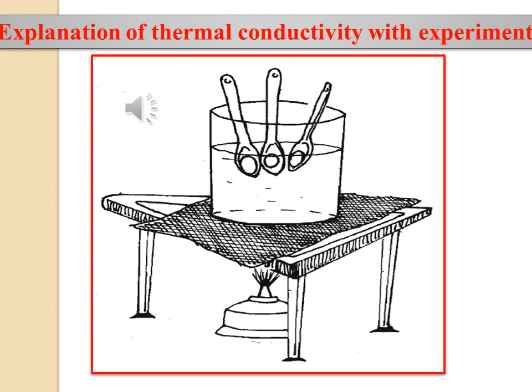Please notice it carefully. Undoubtedly, the coin on the aluminium spoon is separated first because aluminium is a good conductor of heat. So heat from the hot water in the beaker reaches the wax of the aluminium spoon comparatively faster through conduction. As a result, the wax melts down and the coin is separated. So it can be said through this thermal conductivity experiment, it is clear metals are good conductors of heat. Aluminium is a good conductor of heat.